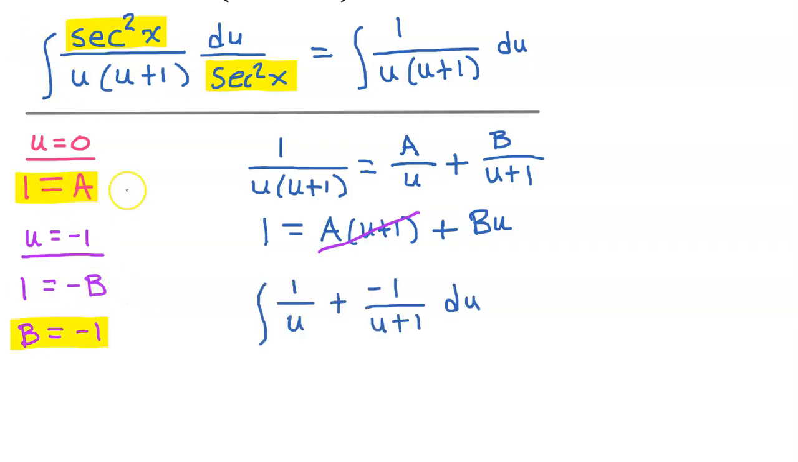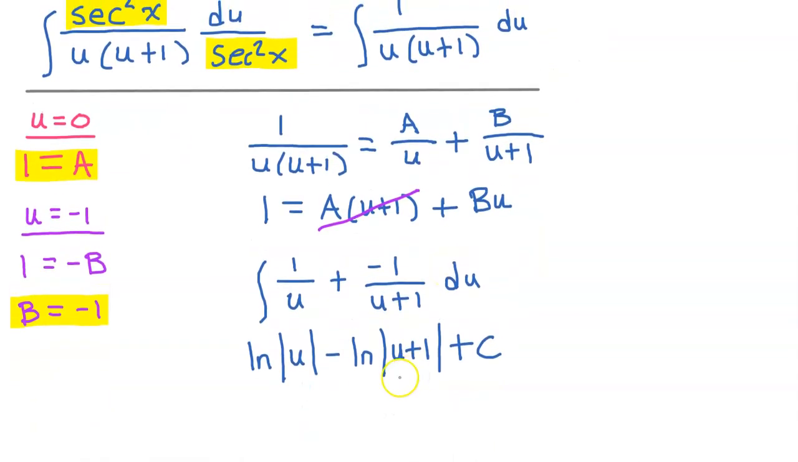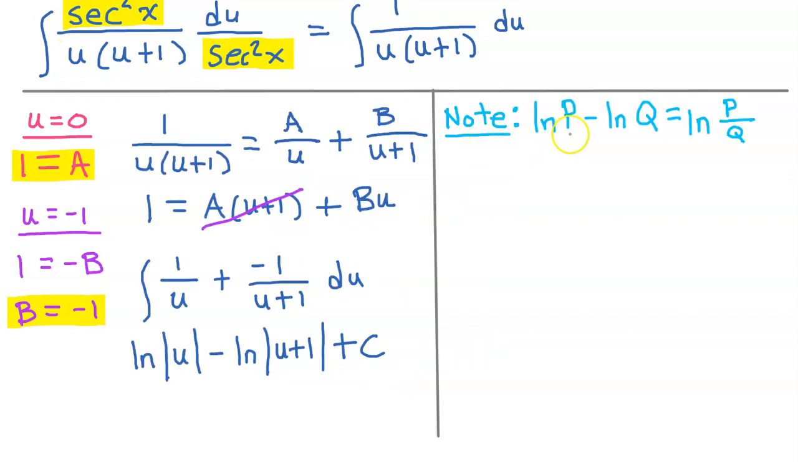Now that we know that a is 1 and b is negative 1, we can rewrite the integral using our partial fraction decomposition. Integrating term by term gives us this. Before we substitute tangent x back in for u, let's use the properties of logarithms to simplify this expression a little bit. Remember that natural log p minus natural log q is equal to natural log p over q. So natural log u minus natural log u plus 1 is the same as natural log u over u plus 1.